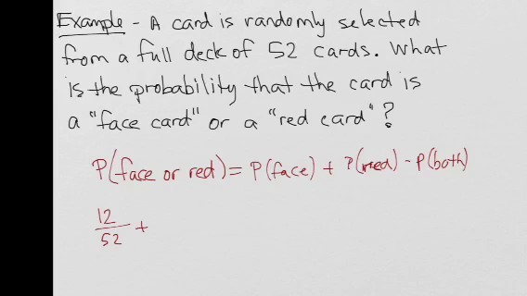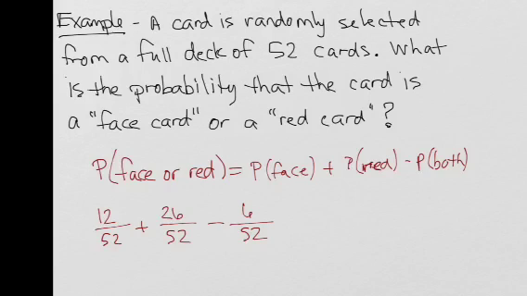Right? Now I'm going to add to that the probability that a card is red. Well, half the cards in the deck are red and half are black, so there's 26 red. And then I need to minus out the probability that something is both. I need to minus out all of the red face cards. So that was the King of Diamonds, Queen of Diamonds, Jack of Diamonds, King of Hearts, Queen of Hearts, Jack of Hearts. That's 6 of them.